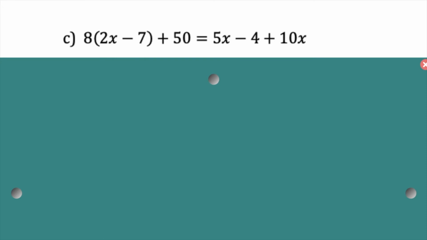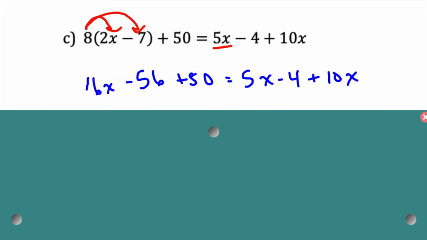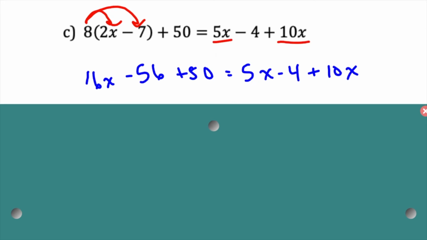All right, C, I already have this one done, so let me just walk you through it. First step, I see some distributive property over here because there's parentheses, so 8 times 2x is 16x, and 8 times negative 7 is negative 56. Now, some people will say, well, can't I just combine these in this step? And yeah, you can do that if you want to, but like I said, I'm just doing one thing at a time here. So 8 times 2x is 16x, 8 times negative 7 is negative 56. Bring down the plus 50, equals 5x minus 4 plus 10x.